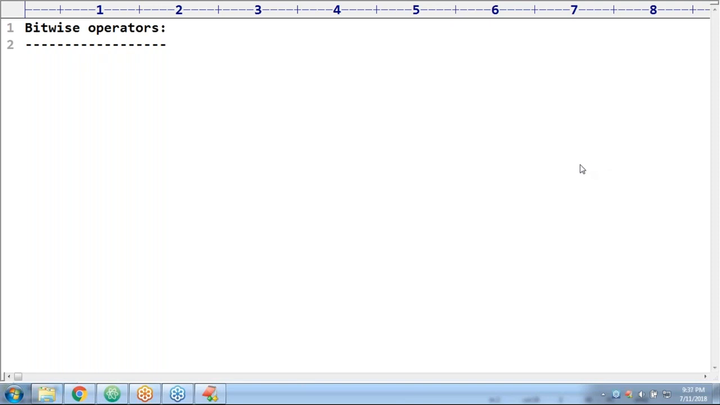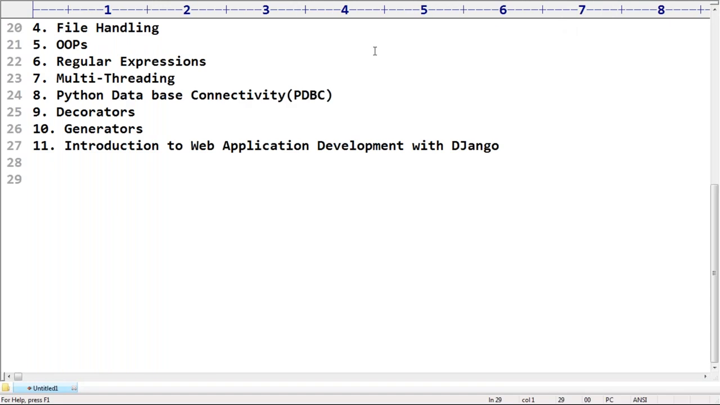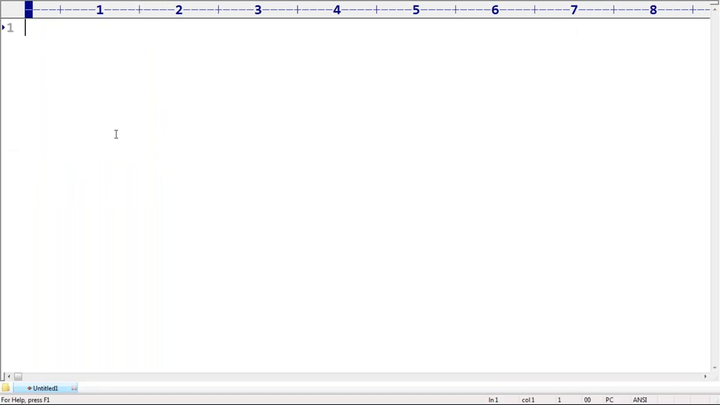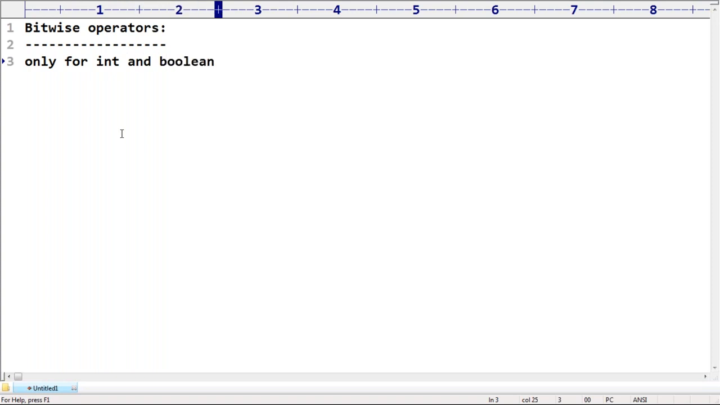Next, bitwise operators we are discussing. Why the word bitwise? Because we are performing the operation bit by bit. That's why it is considered as bitwise operators. But make sure, very important point: we can apply these operators only for int and boolean. Only for int and boolean.